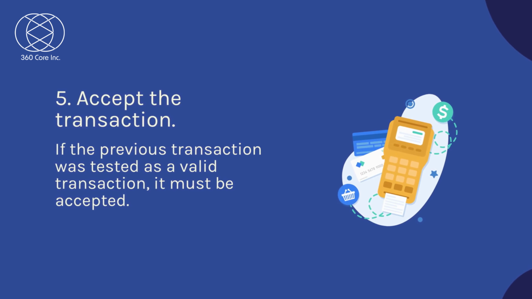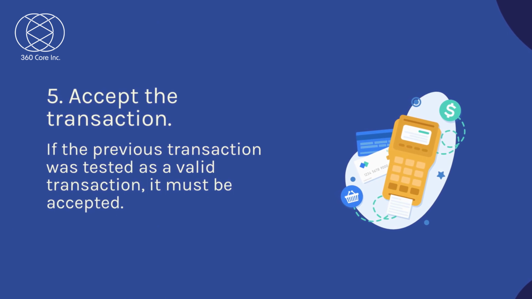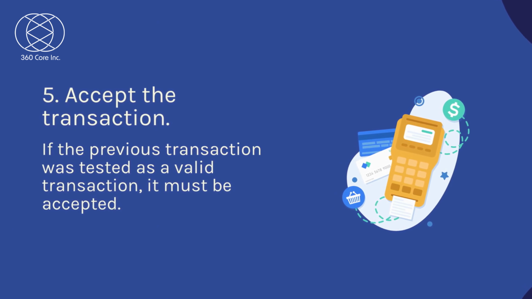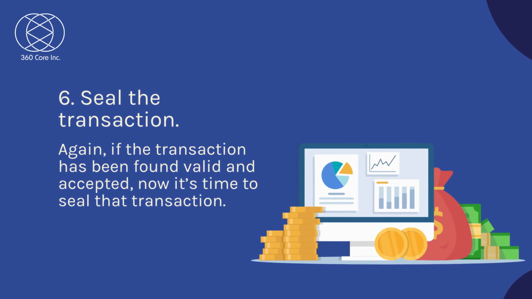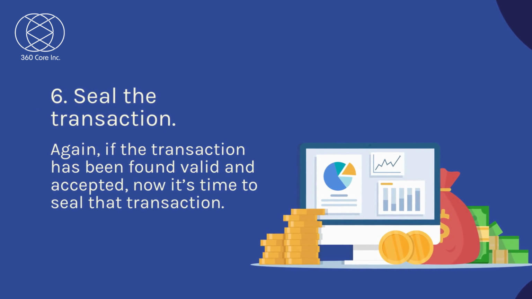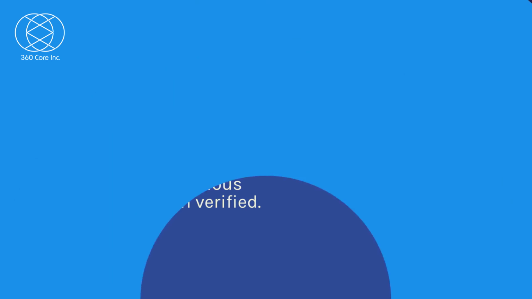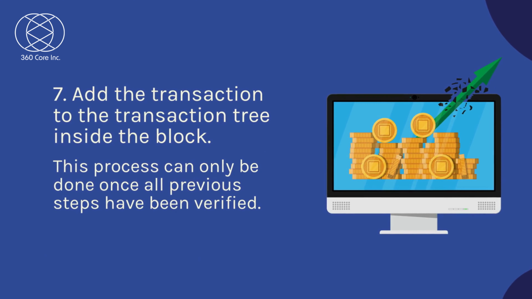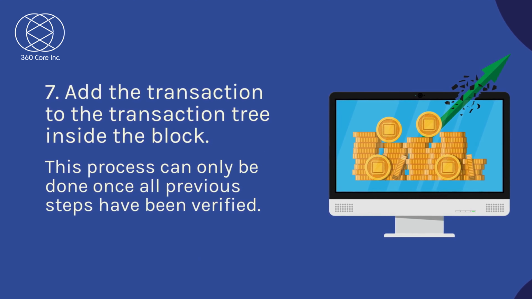5. Accept the transaction. If the previous transaction was tested as a valid transaction, it must be accepted. 6. Seal the transaction. Again, if the transaction has been found valid and accepted, now it's time to seal that transaction. 7. Add the transaction to the transaction tree inside the block. This process can only be done once all previous steps have been verified.